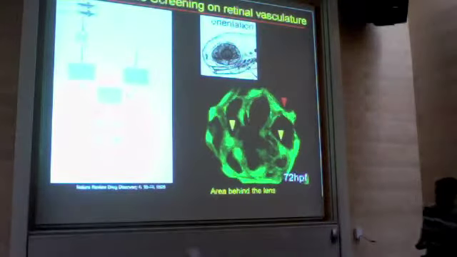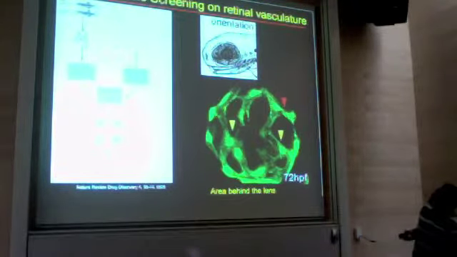So after repeated trial and error, we found that looking at the intraocular vasculature at 72 hours behind the retina in this orientation would be the best readout for the small molecule screen.